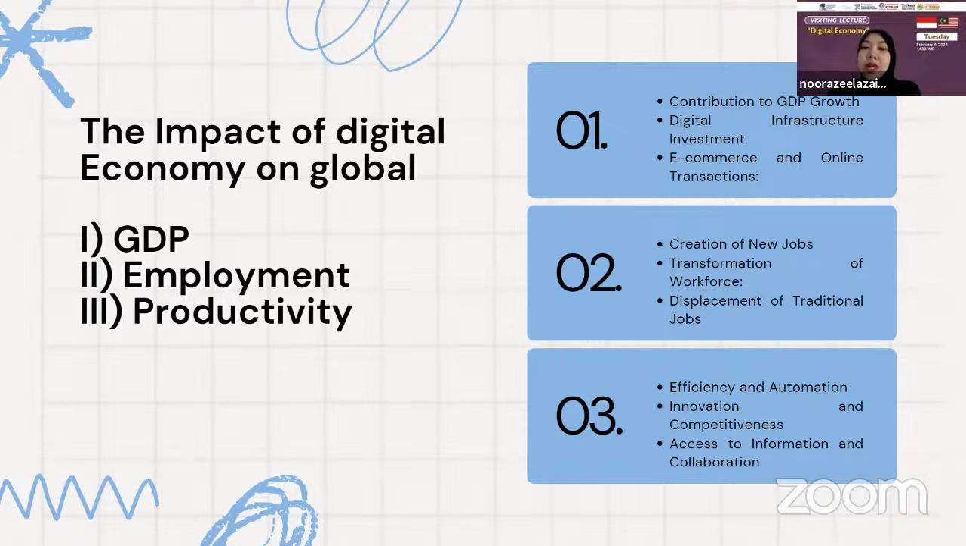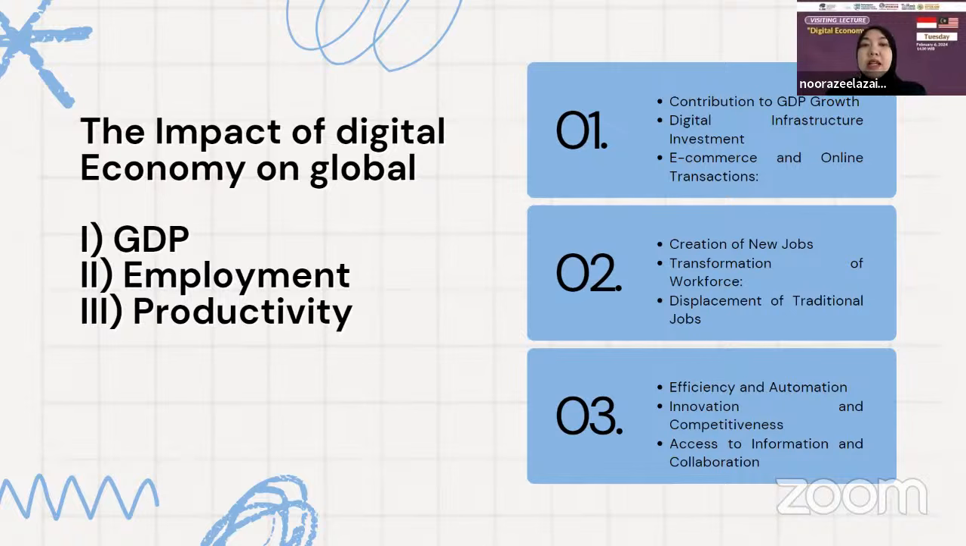The second one is the impact on employment. The first one is the creation of new jobs. Of course, the digital economy has created new job opportunities in areas such as software development, data analytics, digital marketing, and cybersecurity. These high-skilled jobs require specialized digital skills and contribute to employment growth.